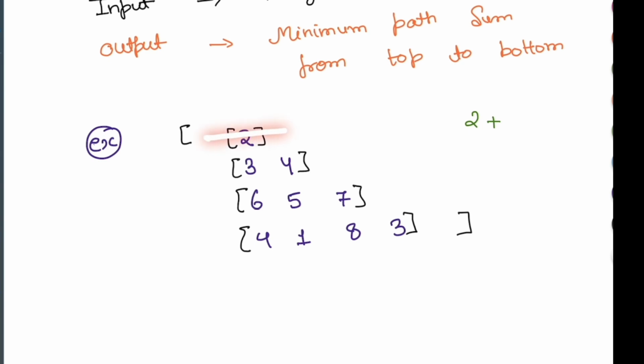We have to go from row number 1 to the last row, right? Now from 2 I can go to 3 or 4. But try to think about this. If I go from 2 to 3, now my path will have 6 or 5, right? If I go from 2, I go to 3.